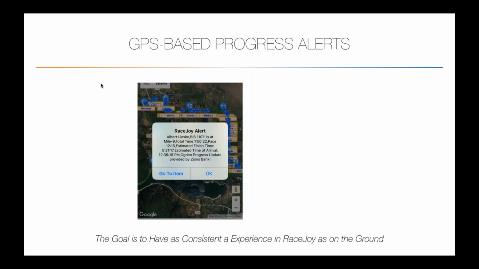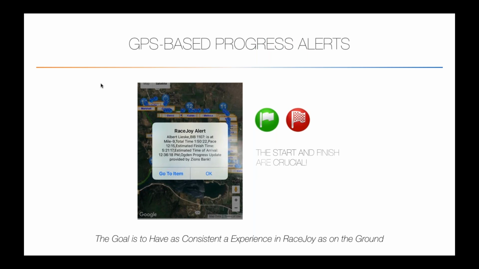Another key feature in RaceJoy is progress alerts that are based upon the person's GPS location on your course. These are typically sent out at every mile and include location, elapsed time, pace, and estimated finish time. The accuracy of these progress alerts greatly depends upon the accuracy of the course map and locations of the mile markers you have loaded in RaceJoy. The goal is to have a synchronized experience where when a participant crosses, say, mile 5 on the course, they are at that time getting a mile 5 progress update in RaceJoy versus having them receive it prematurely or delayed.